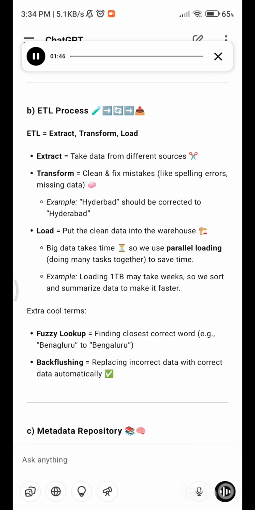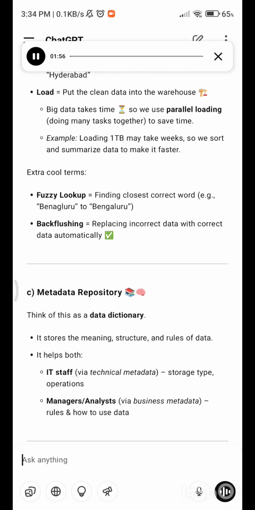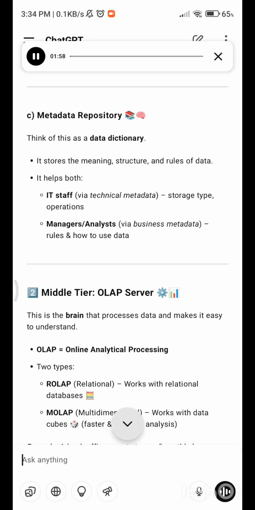Extra cool terms. Fuzzy lookup, goal: finding the closest correct word, e.g., Bengaluru for Bangalore. Backflushing, replacing incorrect data with correct data automatically. C. Metadata repository. Think of this as a data dictionary. It stores the meaning, structure, and rules of data. It helps both IT staff via technical metadata, storage type, operations, and managers and analysts via business metadata, rules and how to use data.